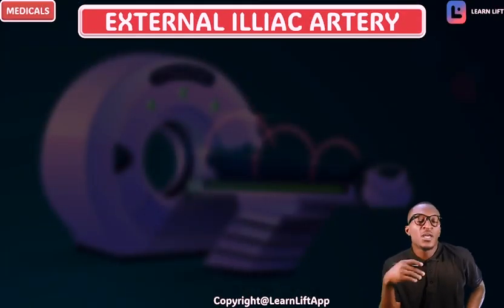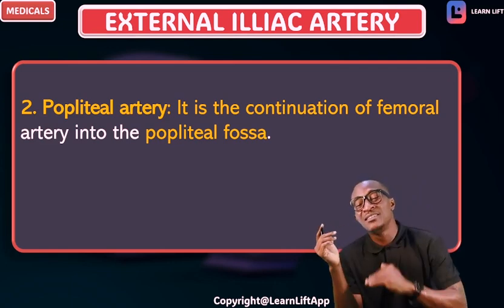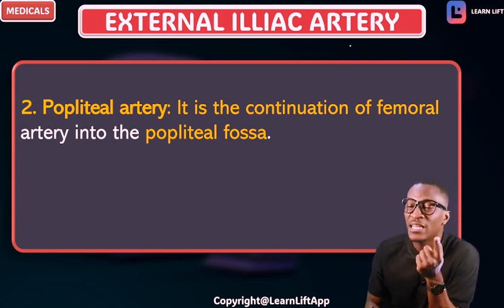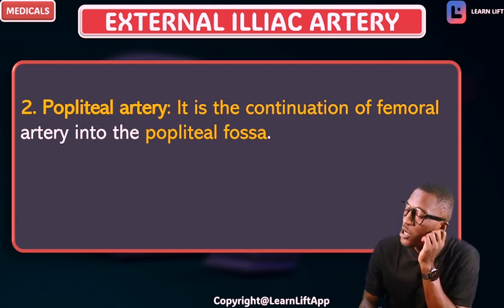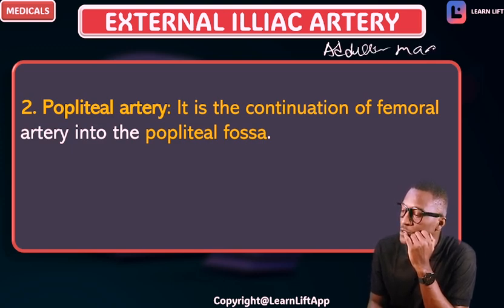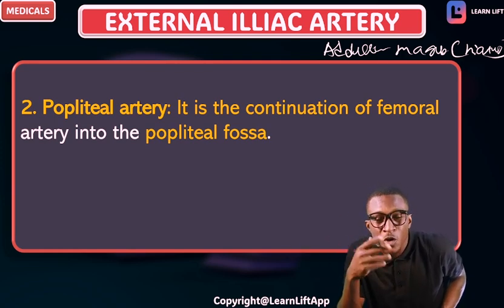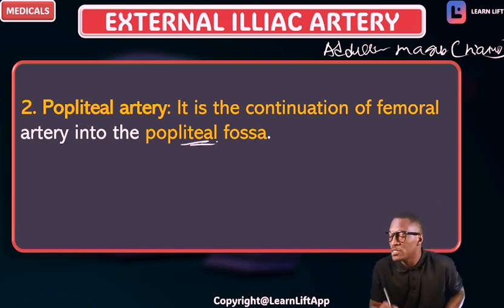Now the next is the popliteal artery. First of all, how is the popliteal artery formed? The popliteal artery is the distal continuation of the femoral artery. What was the landmark? At what point does the femoral artery become the popliteal artery? At the adductor magnus, in bracket, the hiatus. At the adductor magnus hiatus, it becomes the popliteal artery. So the popliteal artery is a continuation of the femoral artery in the popliteal fossa.